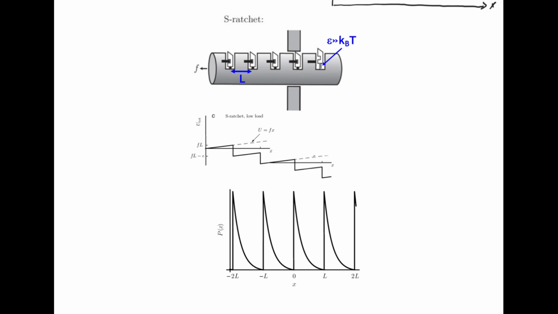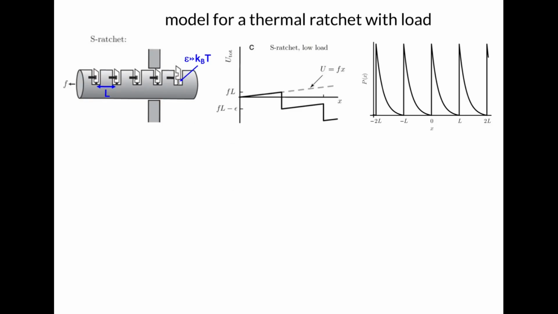Now, in order to calculate the speed of a motor, the only thing that is required is that we know the form of the probability distribution, from which we then can calculate the speed of the motor. Further, it's clear that because of the symmetry of the system, for every distance L, the problem just recurs. Hence, we only have to consider the position between x equals 0 and x equals L.